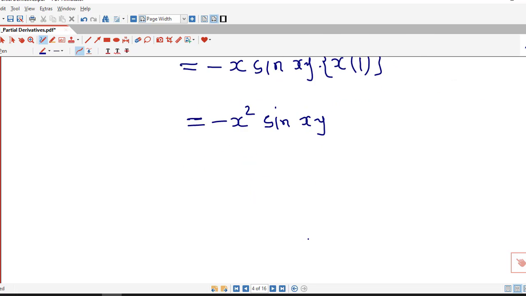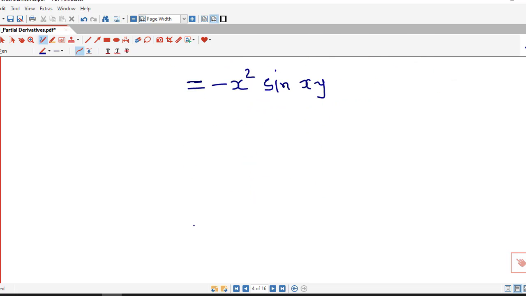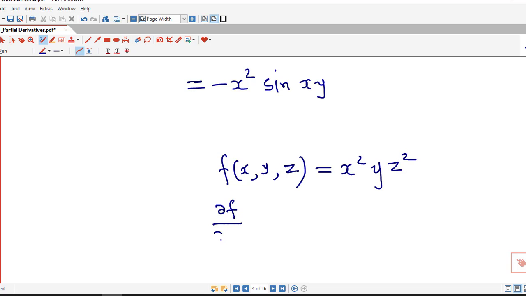So in this way we can find partial derivatives of functions of two variables. We can find partial derivatives of functions of more than two variables also. Suppose I have x square into y into z square. If I want to find the partial derivative of f with respect to x, I will consider y and z as constant. So y into z square becomes constant and the derivative of x square is 2x. So it is 2xy z square.